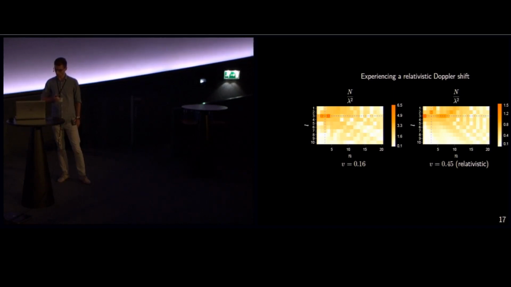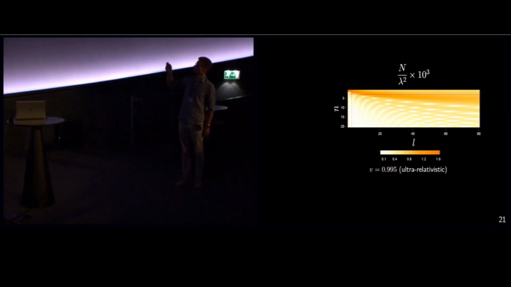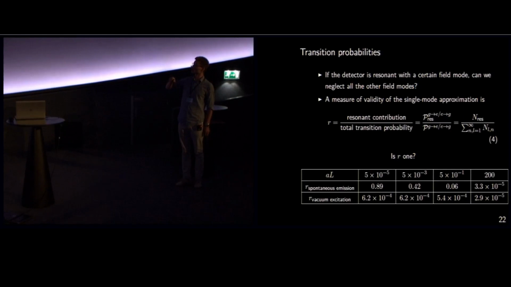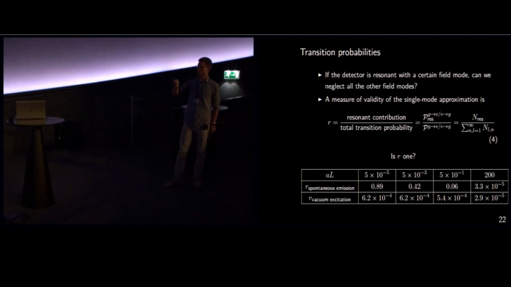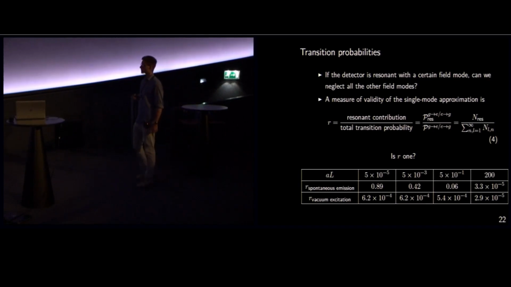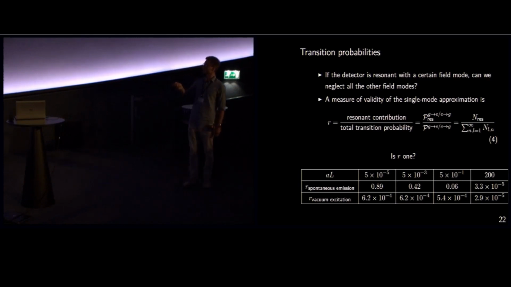Okay. So this was more in a picture way saying, and now I want to give some more way to quantify it. So we take the transition probability of what is the excitation probability, for example, of the detector after crossing the cavity, or what is the probability that the detector spontaneously emits a quanta after crossing the cavity to leading order. And so then by using single mode approximation, what is the resonant contribution to the total transition probability, and then you would expect it should be 1 if the single mode approximation is a faithful approximation.